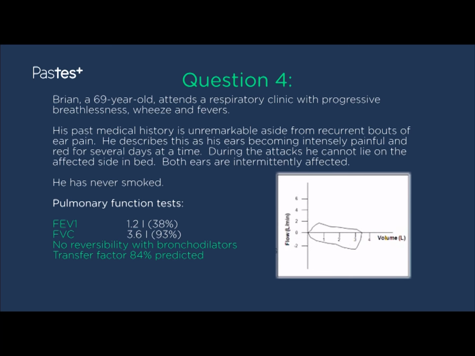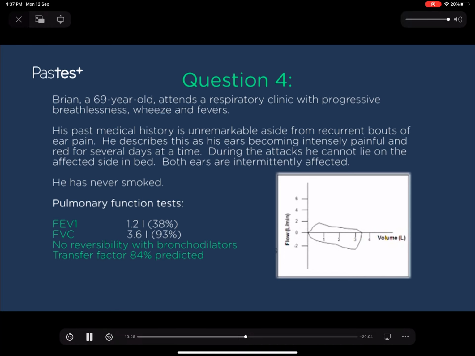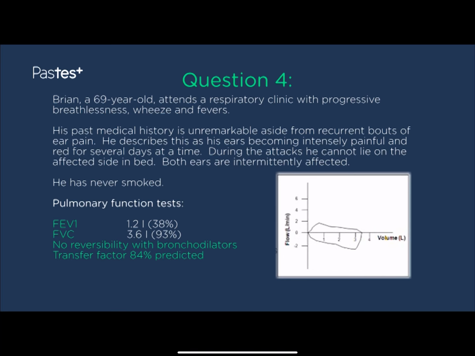He has never smoked, and some pulmonary function tests are shown here for you. His FEV1 is really quite markedly reduced, around 38% predicted, while his FVC is relatively preserved at 93% predicted. There's no evidence of reversibility with bronchodilators, and his transfer factor is good at 84%. And you've got a dreaded flow volume loop shown there. Okay.